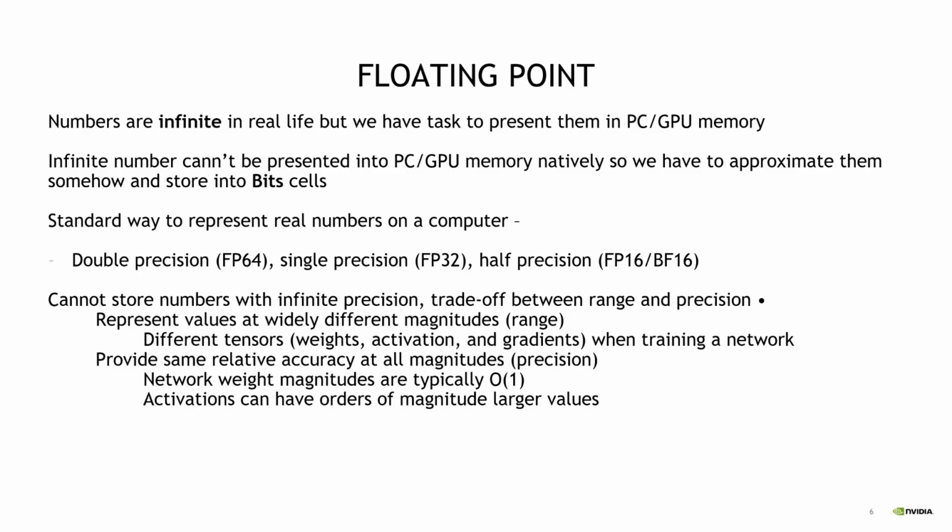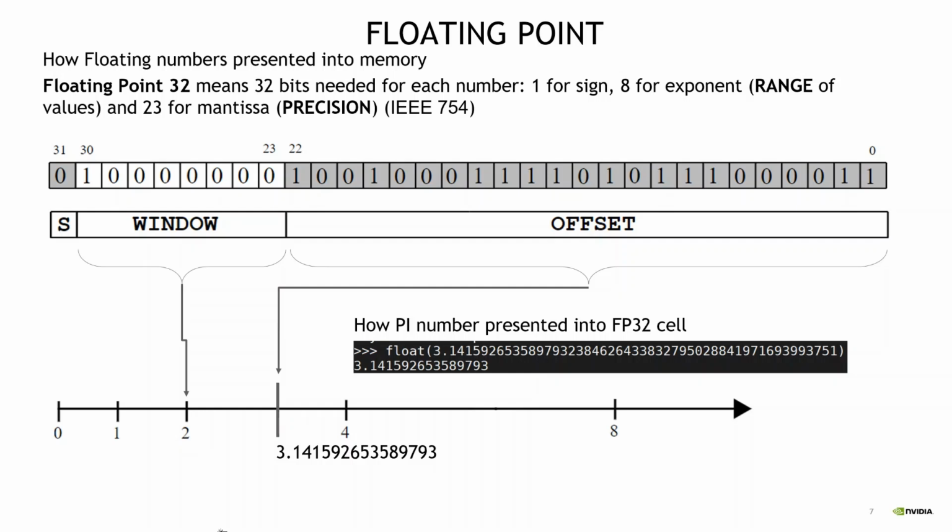There are a couple of standard ways to represent real numbers on a computer. It's the double precision FP64 format, single precision FP32, and half precision FP16. What do these formats mean and how are floating point numbers presented in memory? Let's take floating point 32 as an example. The number 32 in the name of each format means the number of bits that this format will use to store our original number. Floating point 32 will occupy 32 bits: 1 for sign, 8 bits for exponent, and 23 for mantissa.